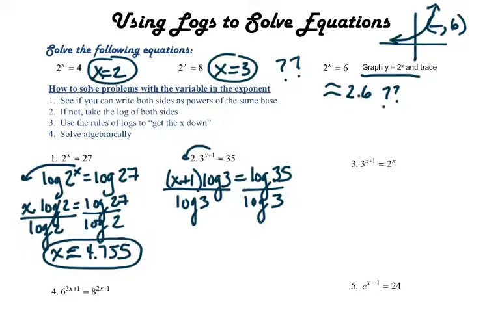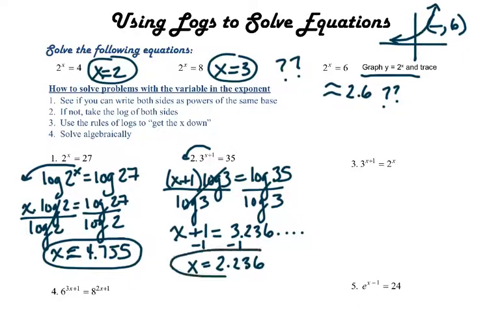It's typically not allowed. Typically we would have distributed that and simplified it, but here we're going to divide on our calculator log 35 divided by log 3. We're going to get this big 3.236 number. And then all I need to do is subtract 1 from both sides, 2.236. It's just going to make our lives a little bit easier, even though the problems are still kind of tough.